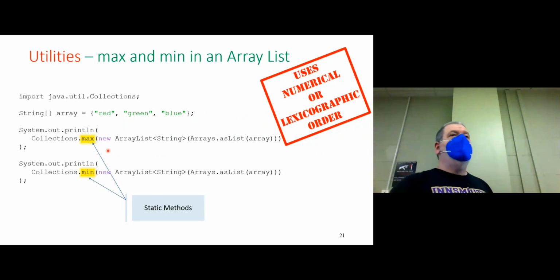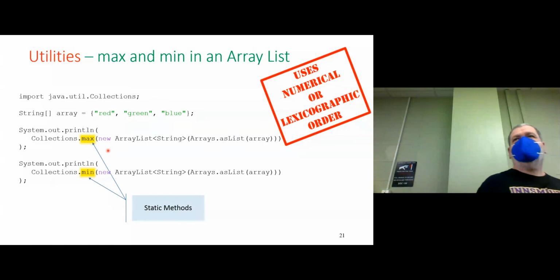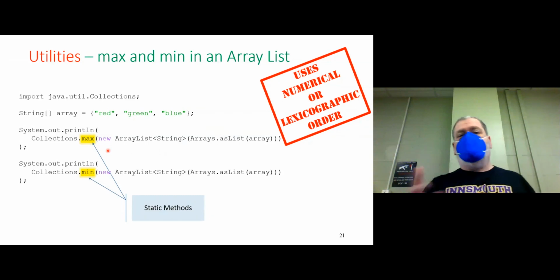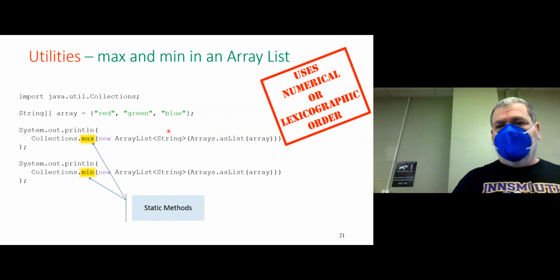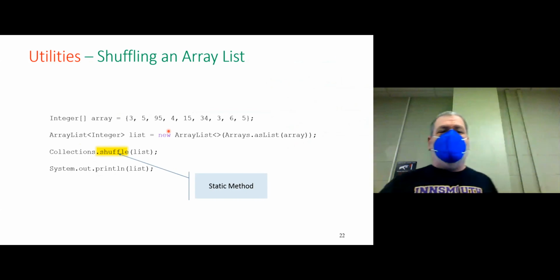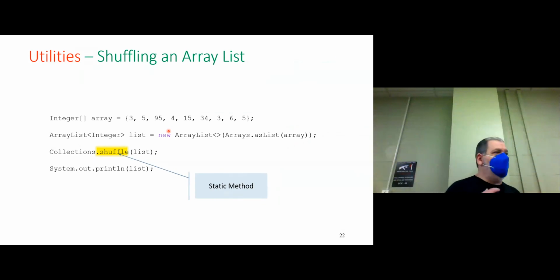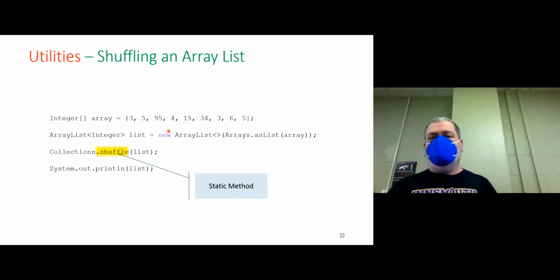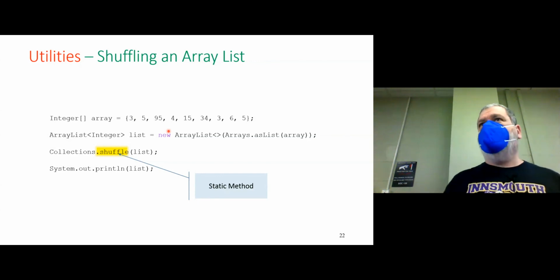So the max and the min, we don't have to worry anymore about writing those kind of methods. We are going to use them. But to use them, we need to be able to create array lists when we need them. What about shuffling? I use the example of shuffling. Well, shuffle is another one of those collection methods.